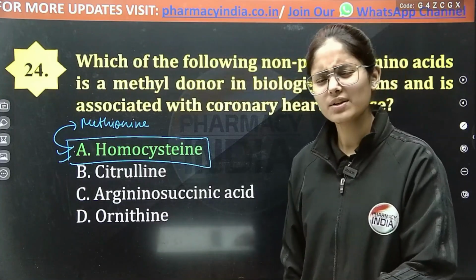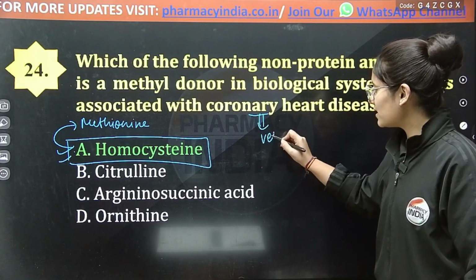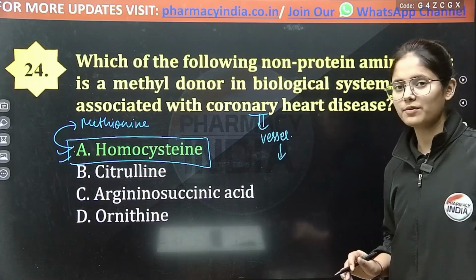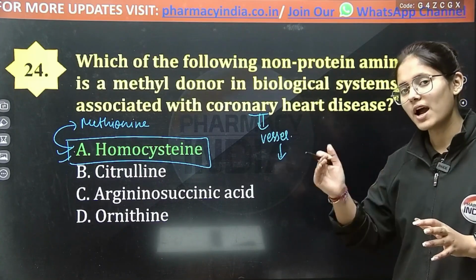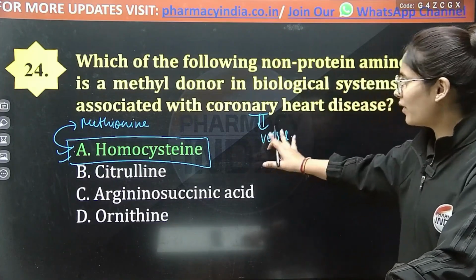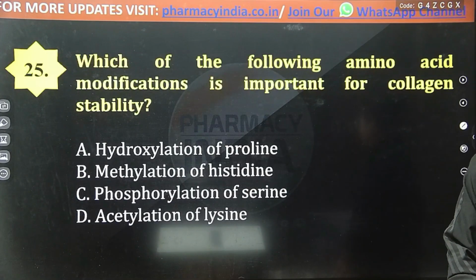What is coronary heart disease? Basically, coronary is a blood vessel. Clear? Which is responsible for carrying blood to and from the cardiac muscles. Clear? And homocysteine is responsible for coronary heart diseases. Homocysteine is involved in methionine metabolism and acts as a methyl donor in various biological reactions. Moving on to the next question.